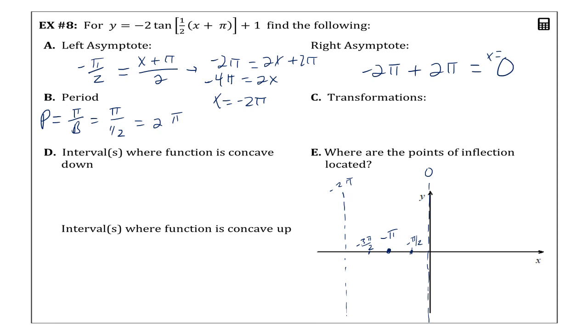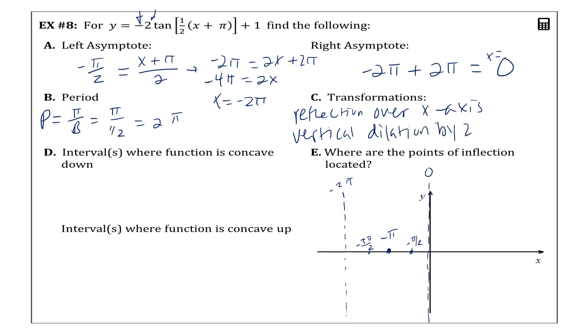Transformations. So describing your transformations that took place. So all transformations that took place, we have a reflection because it's negative. So we have a reflection over the x-axis. Okay, moving on to the 2, we have a vertical stretch by 2. Vertical dilation by 2, I'm sorry.